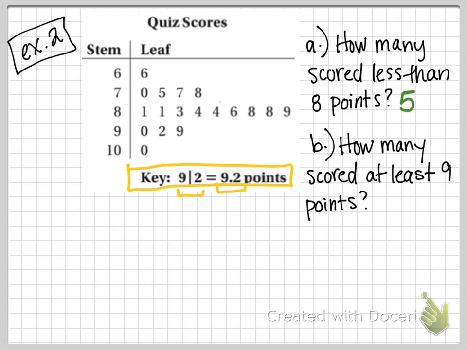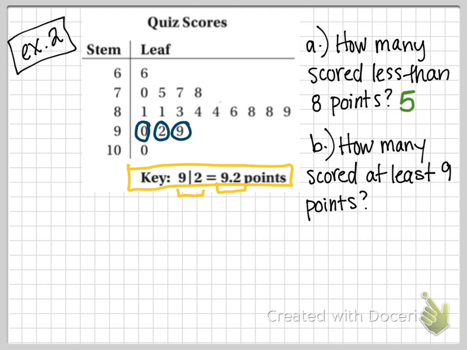At least 9 points. Modiba, what do you think? I think 3. At least 9. Edna, what do you think? 4. Why do you think 4? Because you'd count the 100 as well. Yes, right? So these are 3.